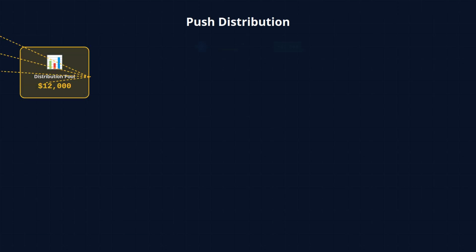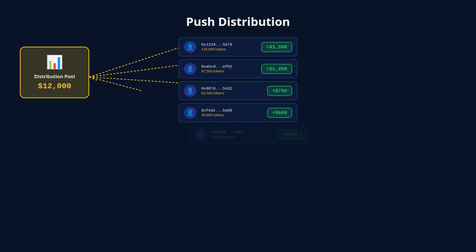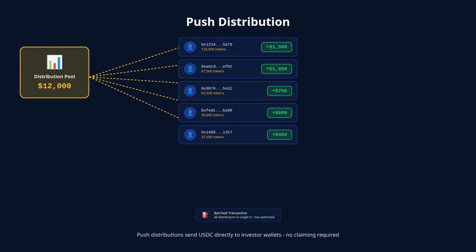We use push distributions, sending USDC directly to investor wallets. The contract iterates through token holders, calculating each holder's share and transfers USDC in batch transactions. This is gas optimized to handle hundreds of investors per transaction. No claiming required. Investors receive funds automatically.